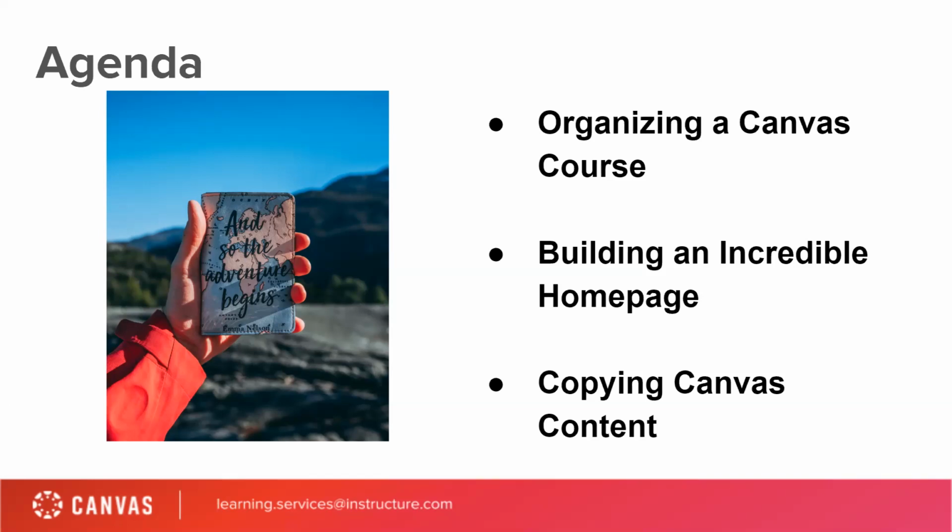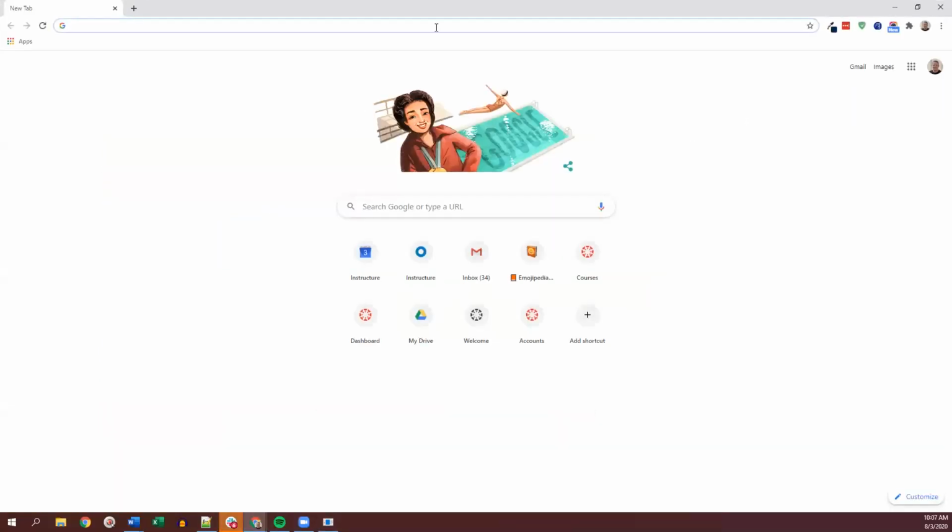All right, so let's go ahead and get started. But actually, the first place I'm going to start is not even in Canvas. I'm going to start on my whiteboard. We're going to talk a little bit about organizing a Canvas course. This is something that I get a little bit on my soapbox about, okay? Because when we talk about organization, it is a critical aspect to online education. Absolutely critical.